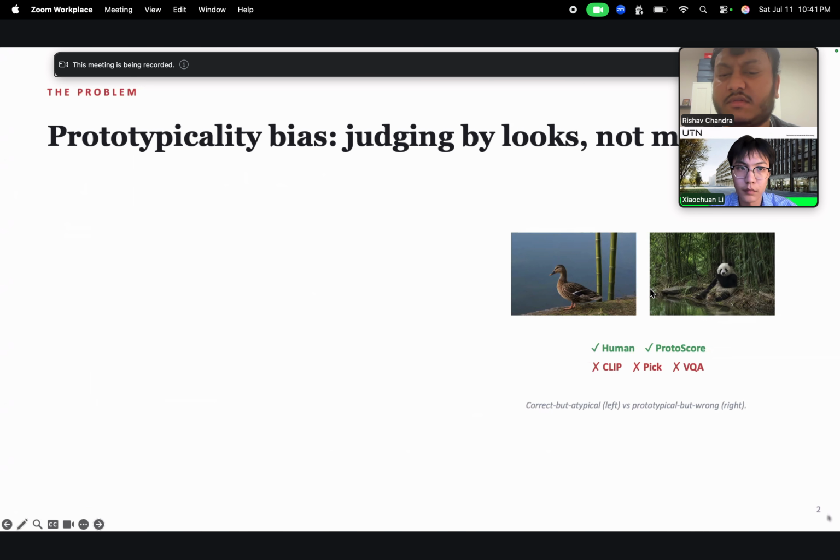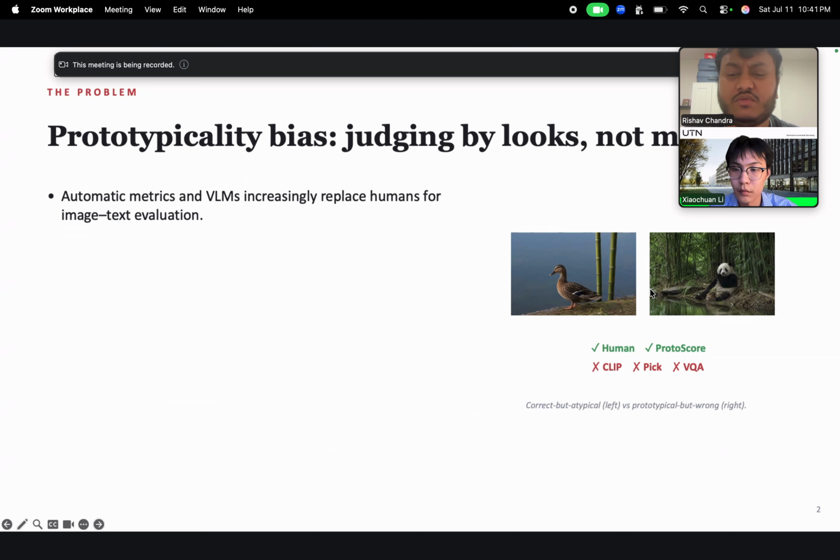So before discussing our experiments, let's first understand what prototypicality bias really is. Visual language models are increasingly being used for tasks such as image retrieval, image captioning, and evaluating generated images, like AI generated images. Because of this, they're often replacing or assisting humans when deciding whether an image matches a text prompt or not.